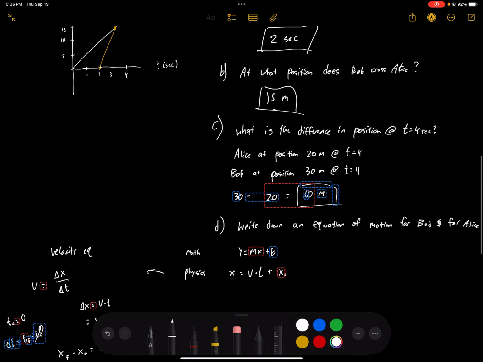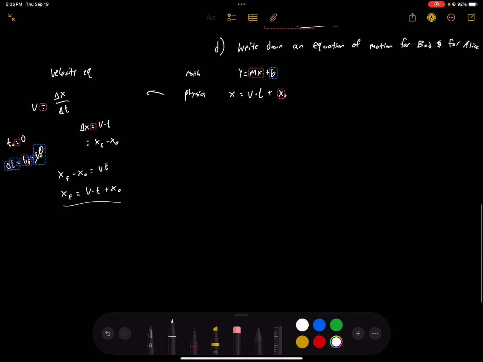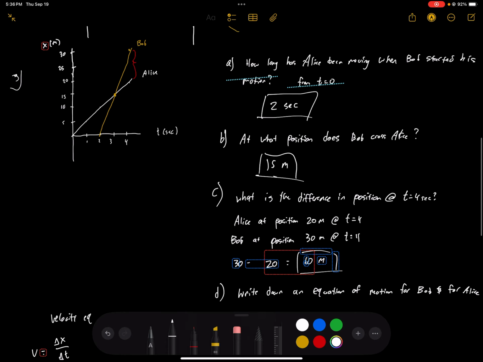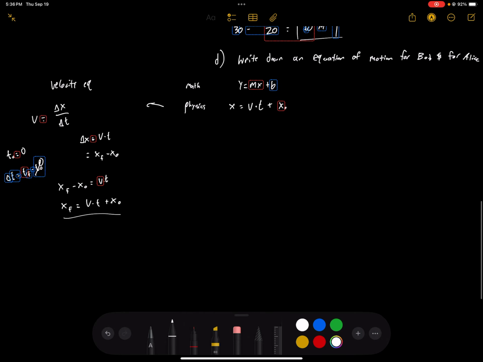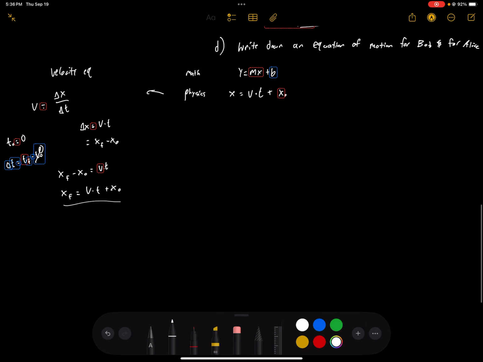So we're graphing a line. We're not dealing with acceleration. We're just looking at a linear function, all right? So let's actually set up the numbers. Let's do Alice first, because that's easier. Okay, so this is Alice.